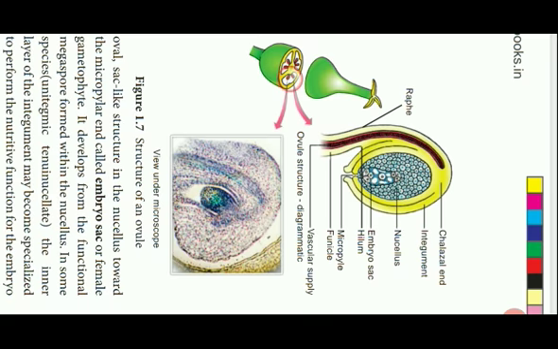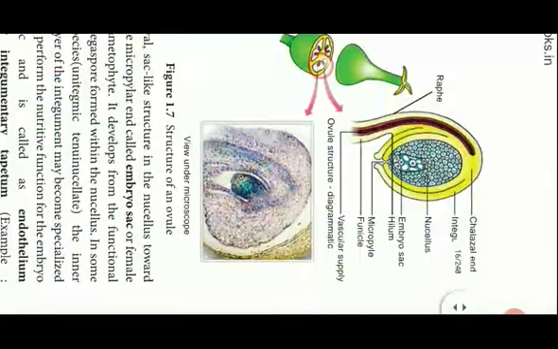This is the diagrammatic representation of a mature ovule. If you take the section of the ovule, the enlarged structure is given diagrammatically here. We can see the outer covering, called the integument. The mature ovule consists of a stalk. A flower also has a stalk, similar to that. This ovule consists of a stalk and a body.